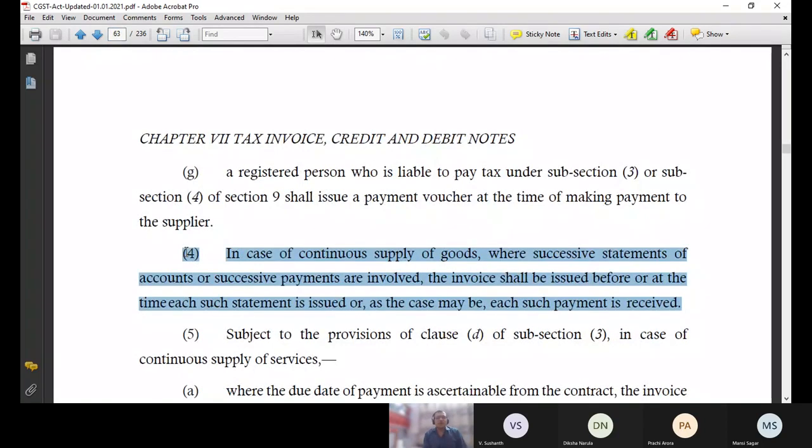It says that in case of continuous supply of goods, I hope the act is visible, where successive statements of accounts or successive payments are involved. Successive. For example, after every month, supplier gives this statement of account to the recipient. After 2 months, for example, recipient makes the payment of 2 crore. So anything can happen. It depends upon the terms and condition between the supplier and the recipient, when the accounts will be prepared on regular basis and when the payment will be given on regular basis.